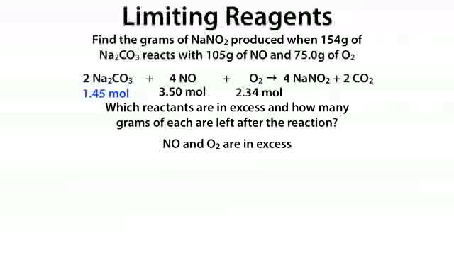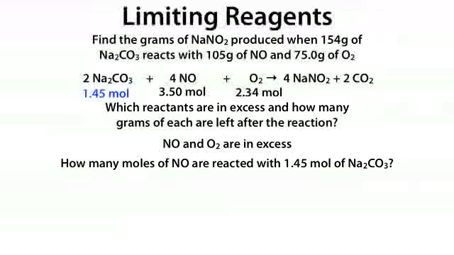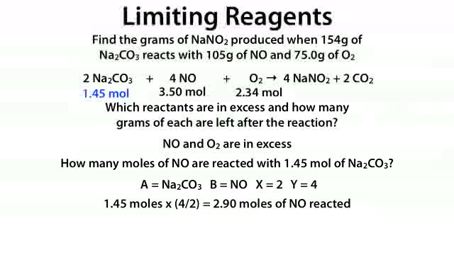So we can start with NO by asking the question, how many moles of NO are reacted with our limiting reagent, 1.45 moles of Na2CO3? So this is again simple stoichiometry, where we have Na2CO3, we're looking for NO. The coefficient in front of Na2CO3 is 2, the coefficient in front of NO is 4, so to find out how many moles of NO are reacted with the 1.45 moles of Na2CO3, we multiply 1.45 by 4 over 2 to give 2.90 moles of NO reacted.